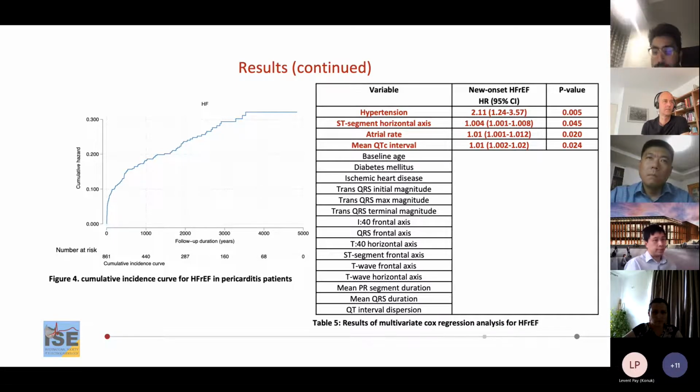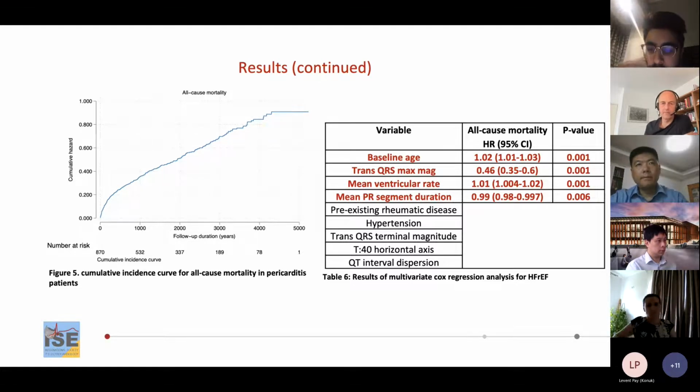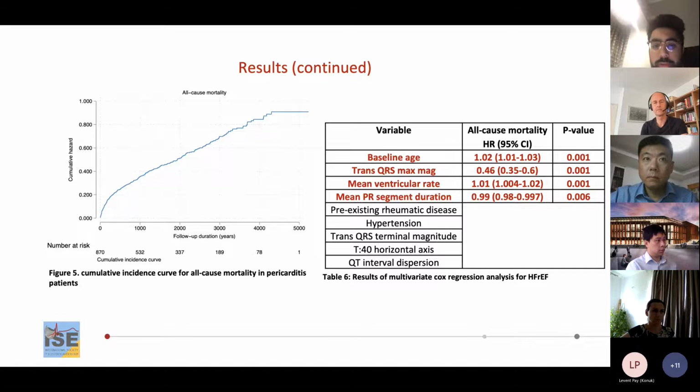And finally, as it pertains to all-cause mortality, the Kaplan-Meier analysis can be seen in Figure 5, and from Table 6, we can see that baseline age, the maximum magnitude of the QRS vector in the transverse plane, the mean ventricular rate, and the mean PR segment duration all retained significance in multivariate analysis after adjustment.